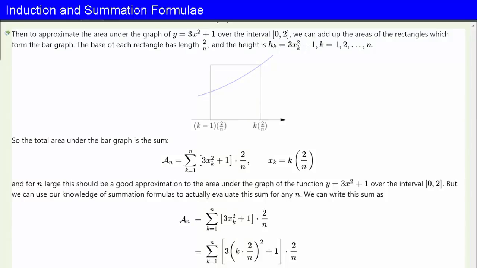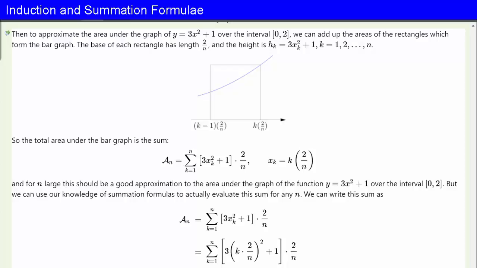Then, to approximate the area under the graph of y equals 3x squared plus 1 over the interval [0, 2], we can add up the areas of the rectangles which form the bar graph. The base of each rectangle has length 2 over n, and the height of each rectangle is just 3 times x_k squared plus 1, the y value, to get up to the graph. So the total area under the bar graph is the sum, k equal 1 to n, of (3x_k squared plus 1) times 2 over n, where x_k is given by k times 2 over n.